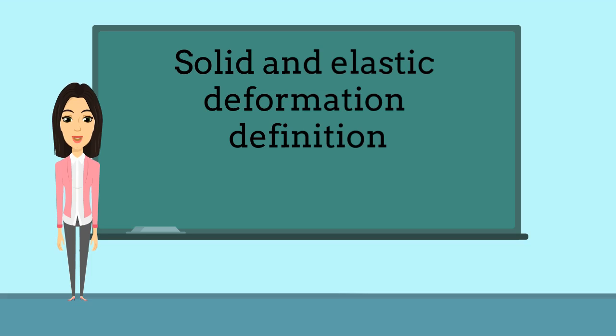Now, we can go ahead and discuss the equations for solid and elastic deformation. Changing the length of a solid is an example of solid deformation. Young's modulus has a unit of force per area, which is N/m squared. Changing the shape of a solid is an example of elastic deformation. The shear modulus has the same units, N/m squared.